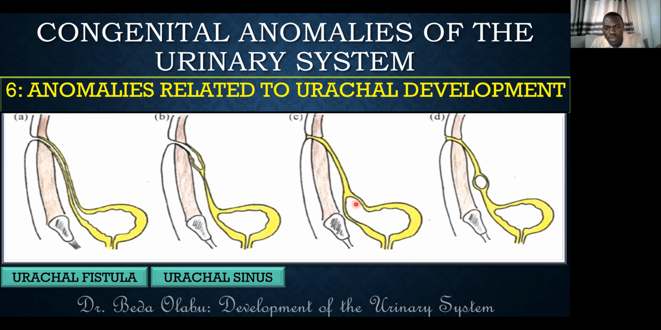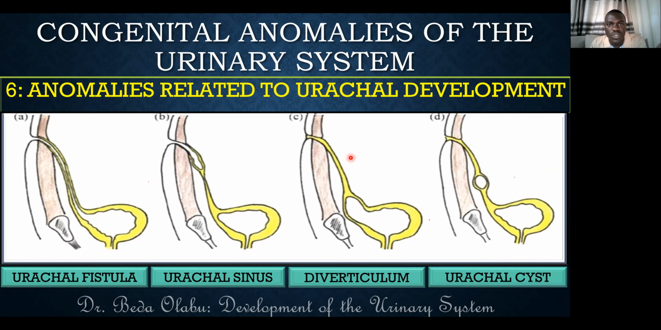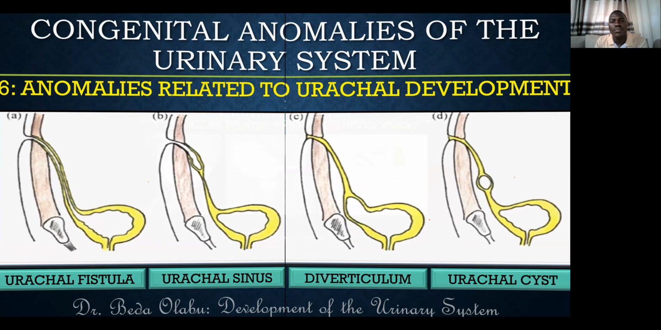Okay, this one we've already talked about, that's bladder diverticulum. Sister, give me the name of the last one. You have a collection without an opening along the urachus. Urachal cyst. So this is urachal cyst. Great. So those are anomalies related to urachal development.